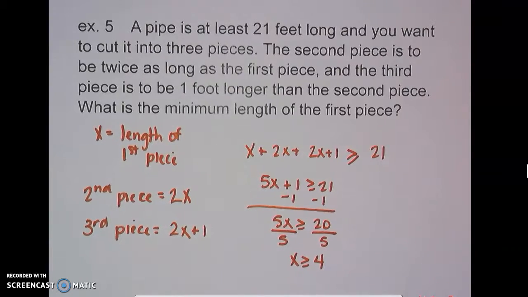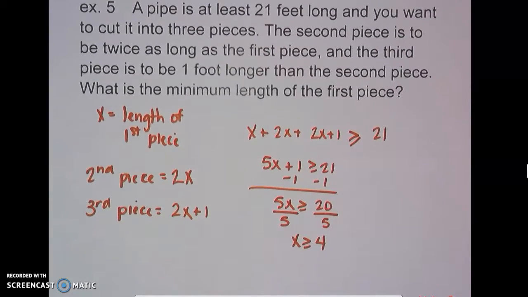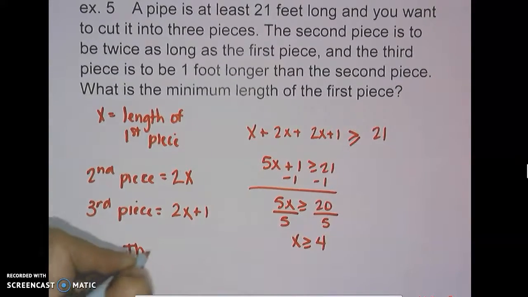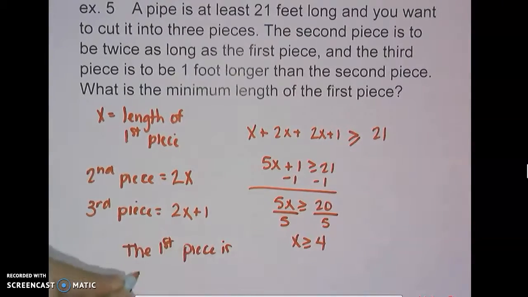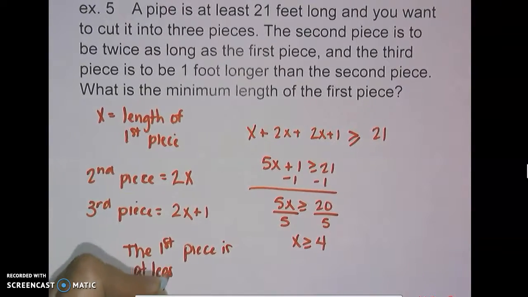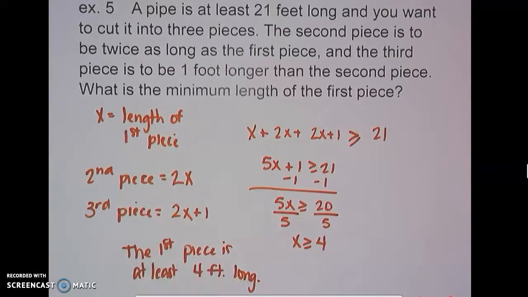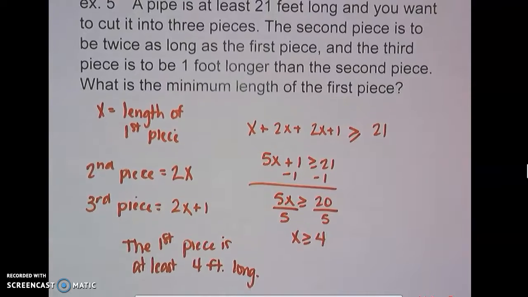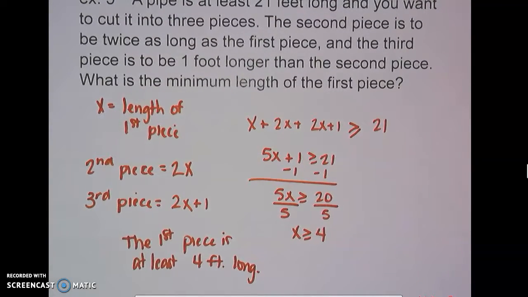So what does this actually mean in the situation? Remember, x is the length of the first piece. So we're going to say the first piece is at least 4 feet long. Okay? So that would be your answer for that question. Remember, to find a variable, write an inequality, solve it, and then write a sentence to answer that question.